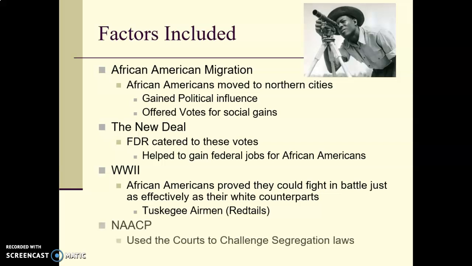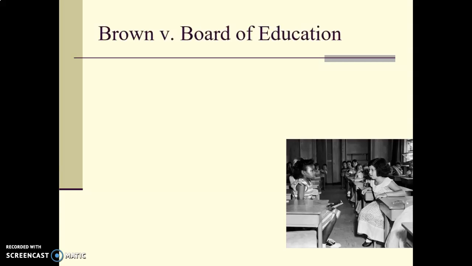And then finally, the NAACP using the courts to challenge the segregation laws, segregation in schools, segregation in restaurants. Anything that could be challenged was challenged. Oftentimes it was unsuccessful, but then there were several other cases that were brought forth that were. All right, one of those cases is the Brown v. Board of Education.